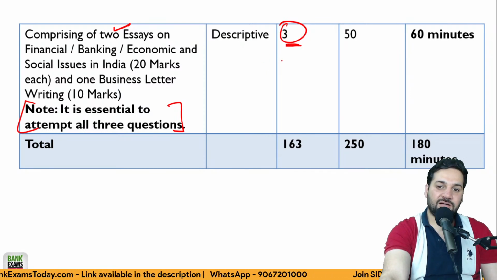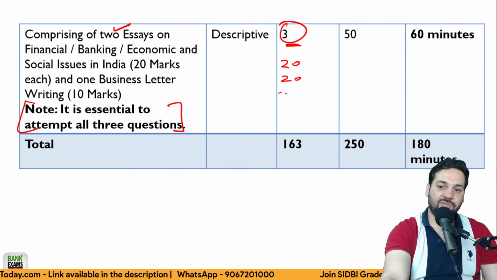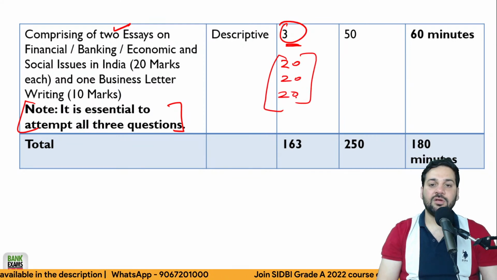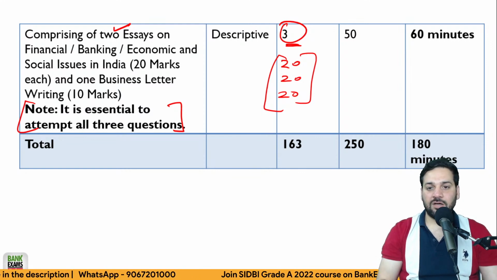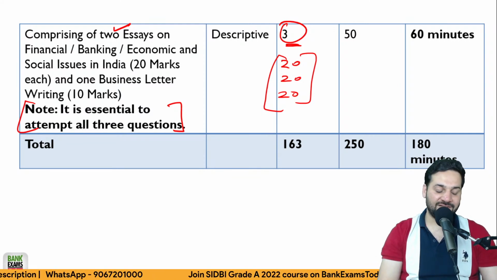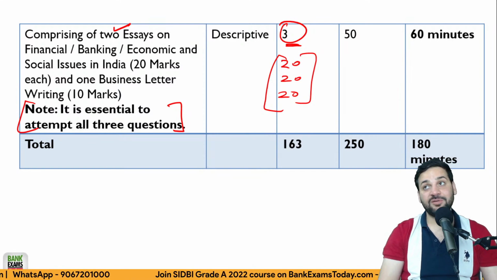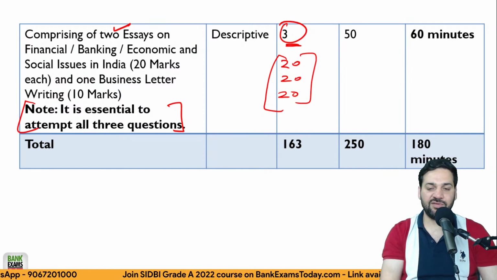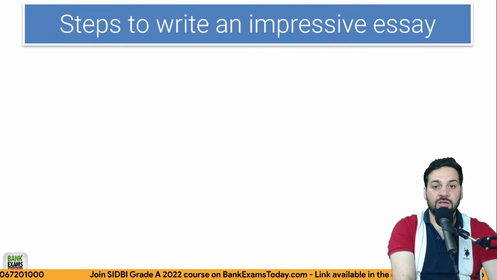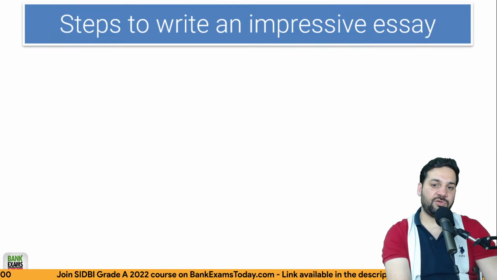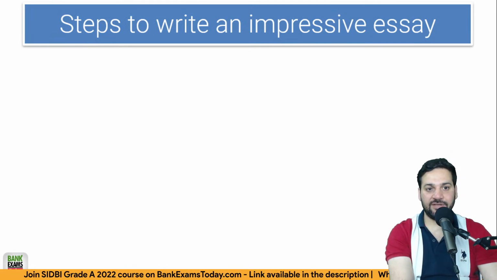And the ideal situation is you allot like 20 minutes to each of the questions. You need to attempt one essay in 20 minutes only. That much time is not sufficient. You need at least 30 minutes, but still we need to manage here. So, important steps to write an impressive essay.